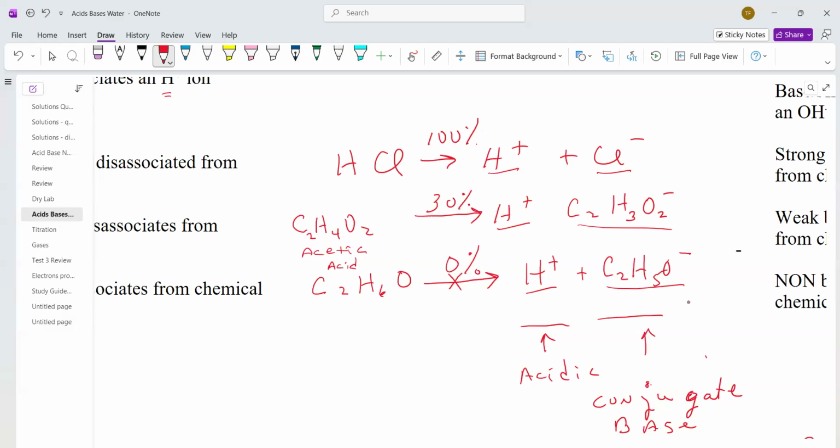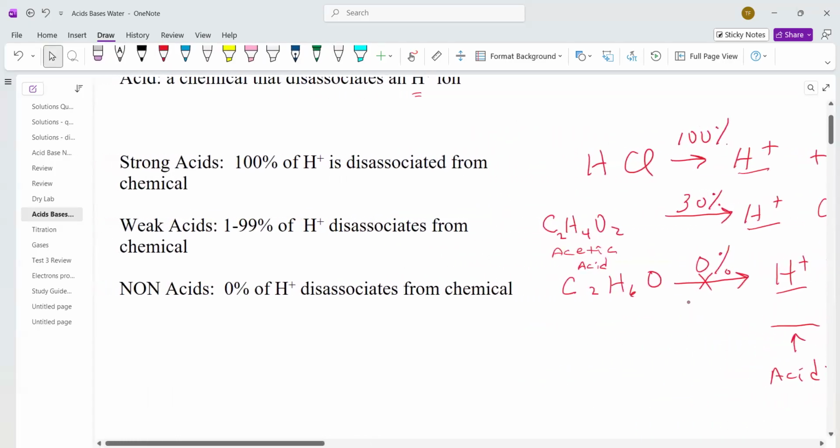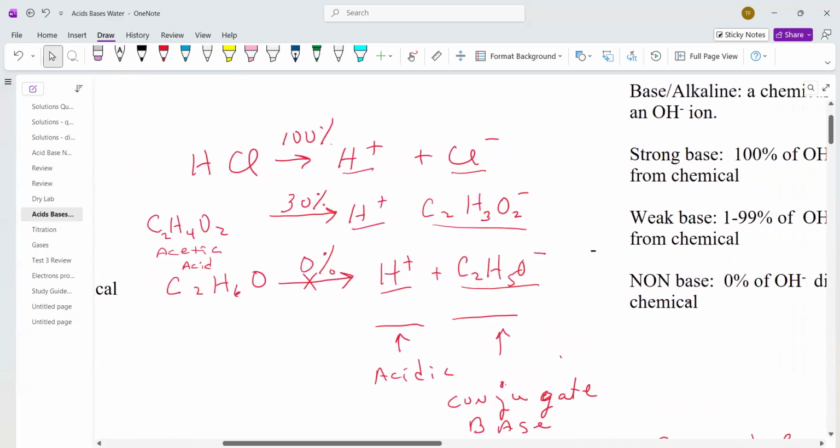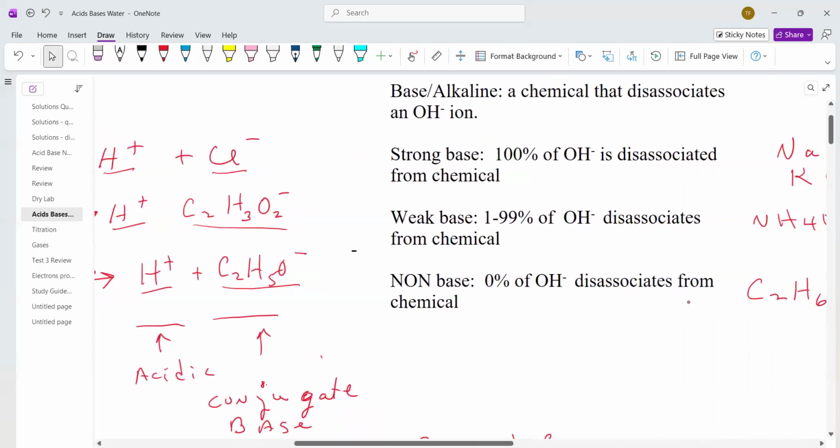So you've got strong, weak, non-acids as well. Very analogous to the bases. Okay. There are 2 parts to an acid and a base. Let's talk about acids. There's the acidic part, which is the H plus, and the other part, what's left over, is called the conjugate base. Conjugate base. Okay.